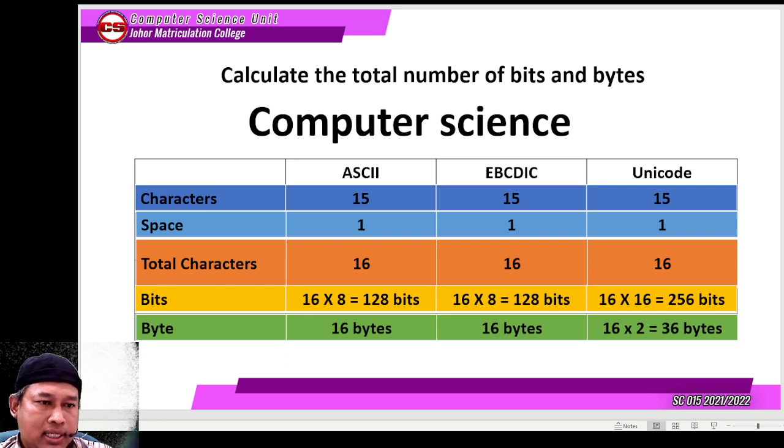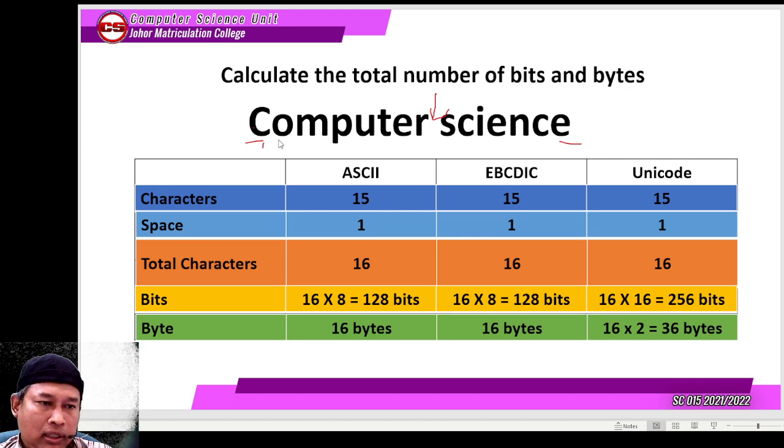So, computer science, from C to E. This is the word from C to E. You must count the characters of the word and add the space between the words "computer science." So the characters are 15.